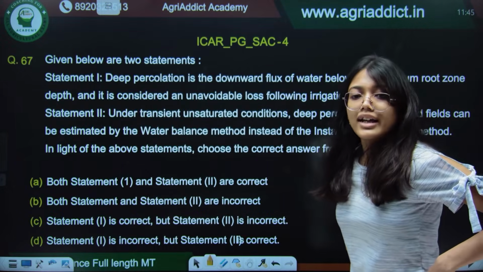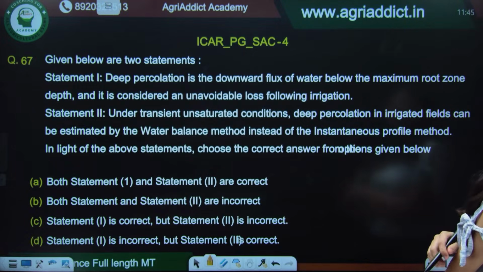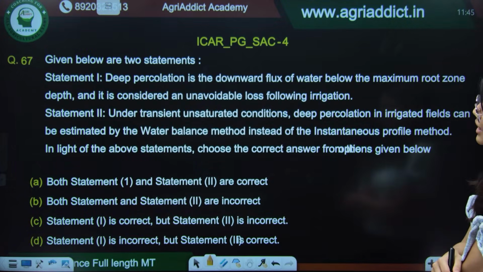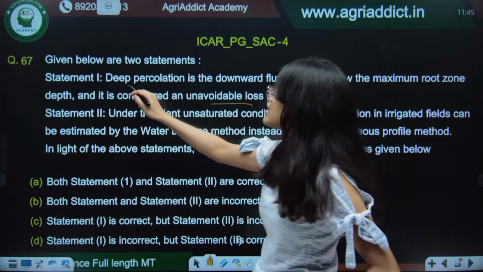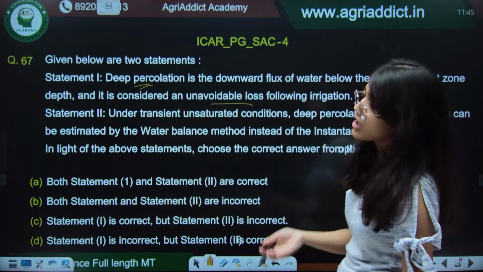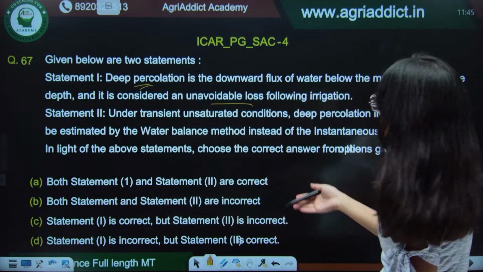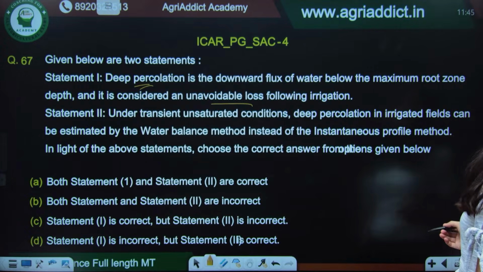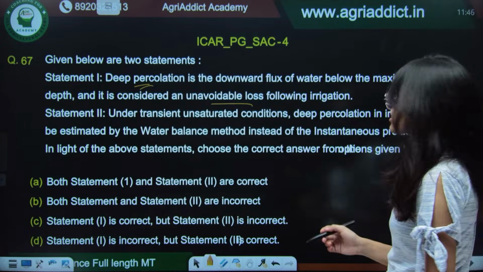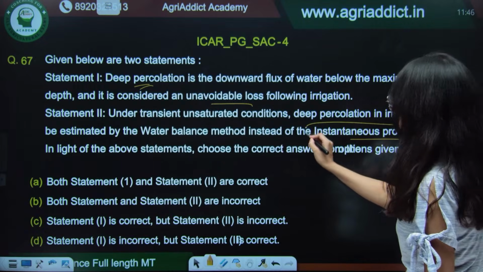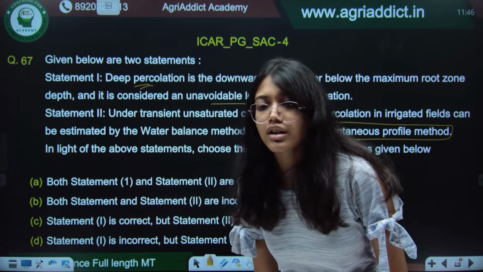Okay, coming to the next statement. Deep percolation is the downward flux of water below the maximum root zone depth, and it is considered as an unavoidable loss following irrigation. So, deep percolation means what? The water will move beyond the root zone depth. That is true. Under transient unsaturated conditions, deep percolation can be estimated by the water balance method instead of the instantaneous profile method. So tell me, what do you think about the statements?